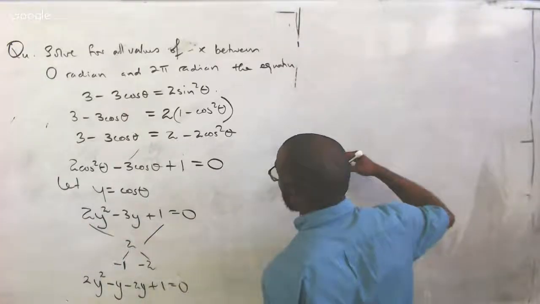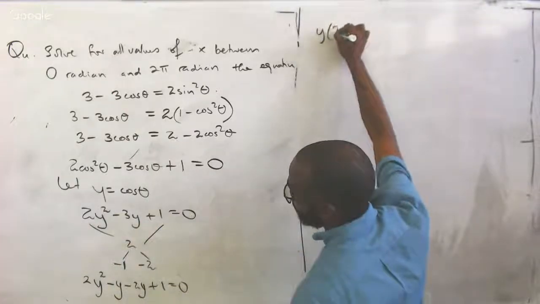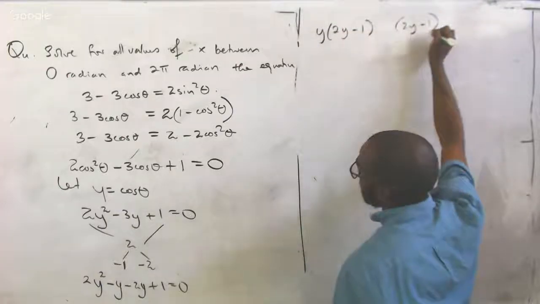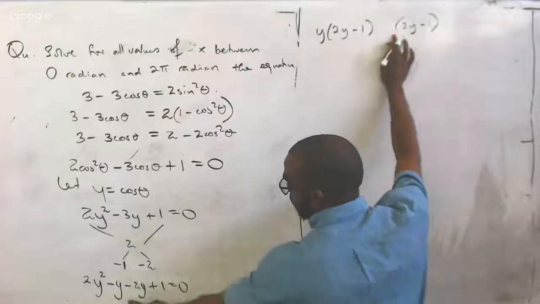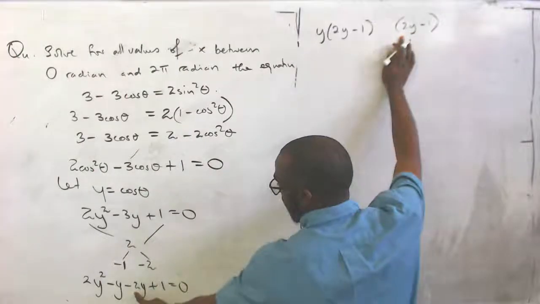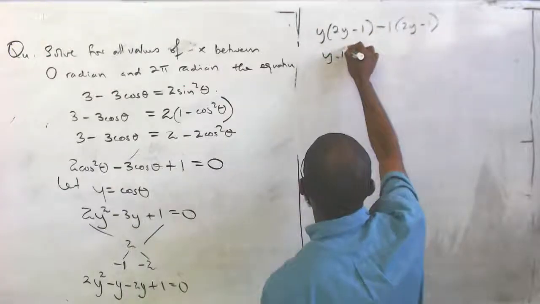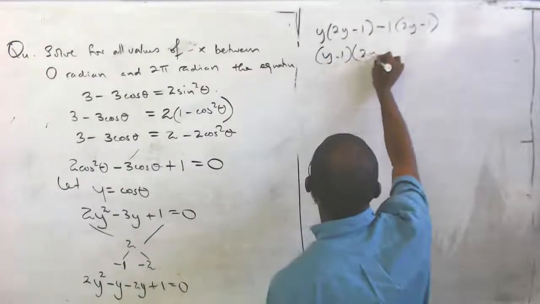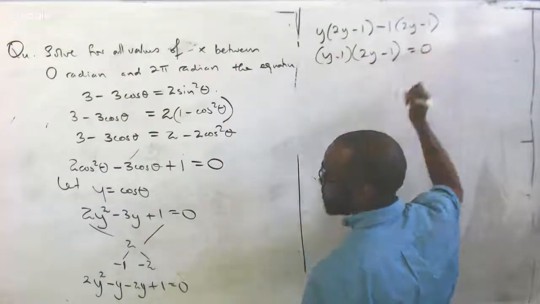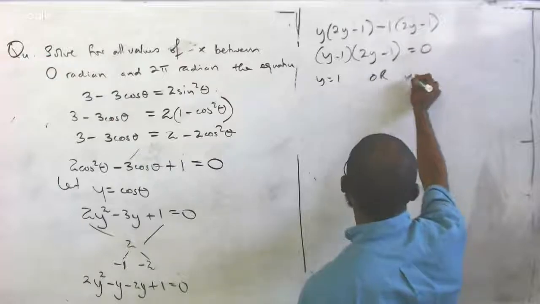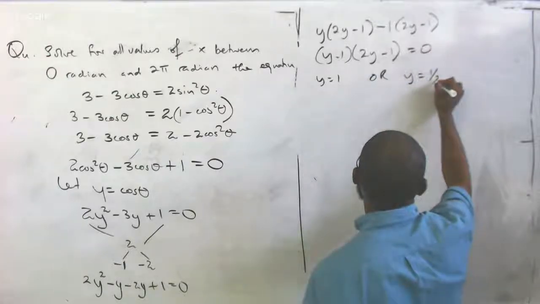What can we factor out of the first 2? A y, and now I'm left with 2y minus 1. That means I need a 2y minus 1 here. That means what did I factor out of negative 2y to get 2y minus 1? Negative 1. So this becomes y minus 1 in one instance and 2y minus 1 in the other. Are we good? So this becomes y equals 1 or y equals positive a half.